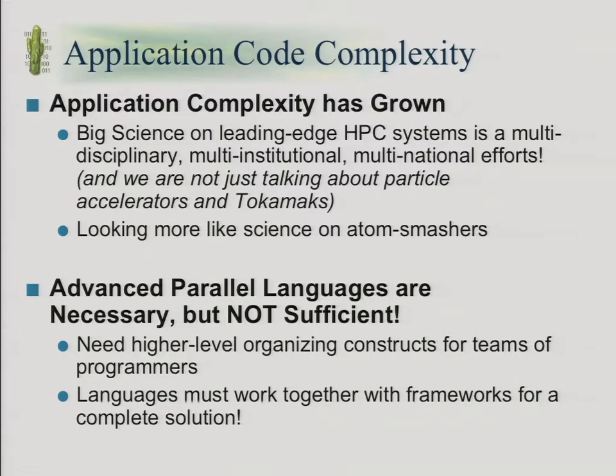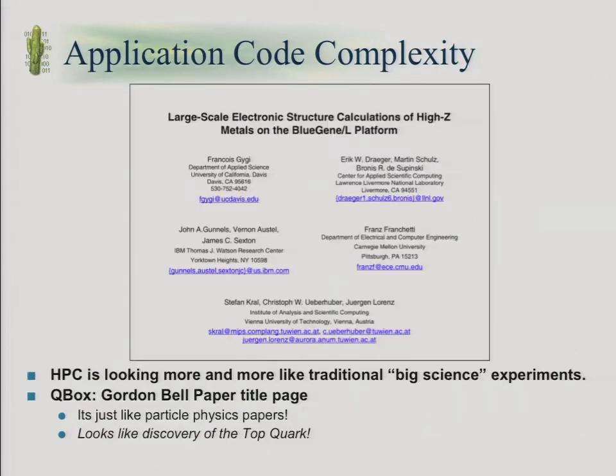There's another layer that we need to bring to bear, a higher order organizing construct to bring together teams of programmers so that they can work productively together in very large multiphysics code bases. So languages and frameworks need to work together to create a complete solution. And one of my hobby horses in the language space is we should be thinking about language extensions that don't just express something about parallelism, but also enable the kind of modularity and collaboration that we have in the programming model space.